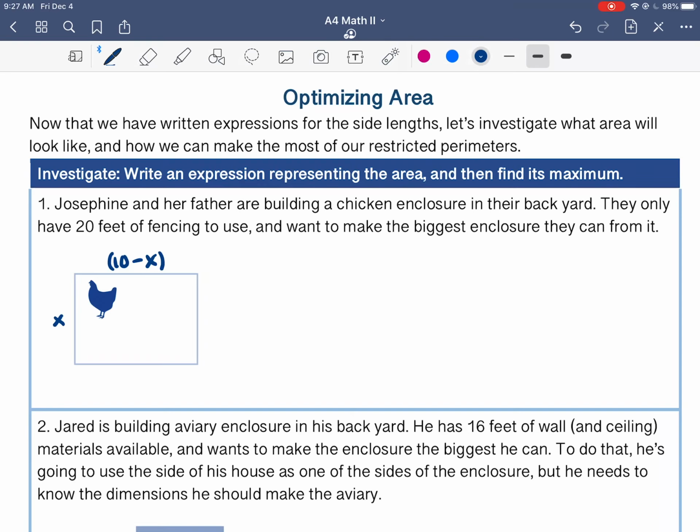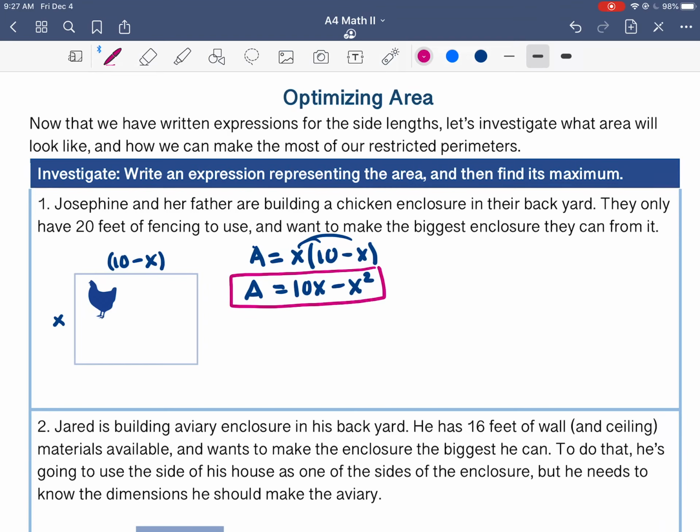So we're going to write an expression for the area of this chicken enclosure. Area equals, and to find area, you have to multiply two sides of a rectangle. We already know that, right? So I'm going to just multiply my x by my 10 minus x, and distribute this out and figure out what that looks like. That says 10x minus x squared. It looks a little funny, but this is a quadratic right here because it has an x squared in it.